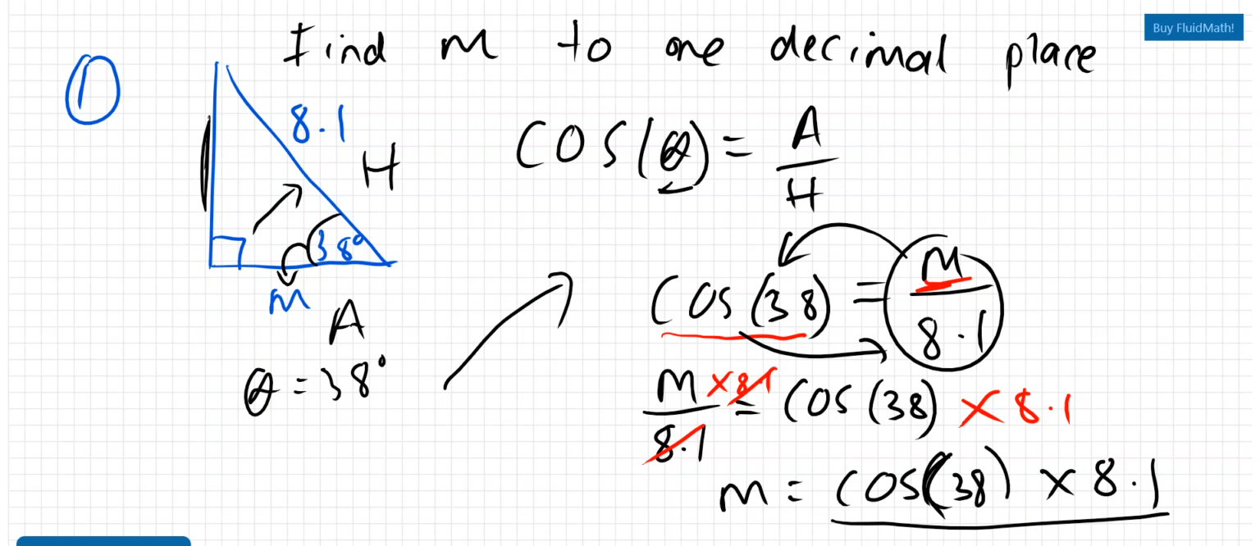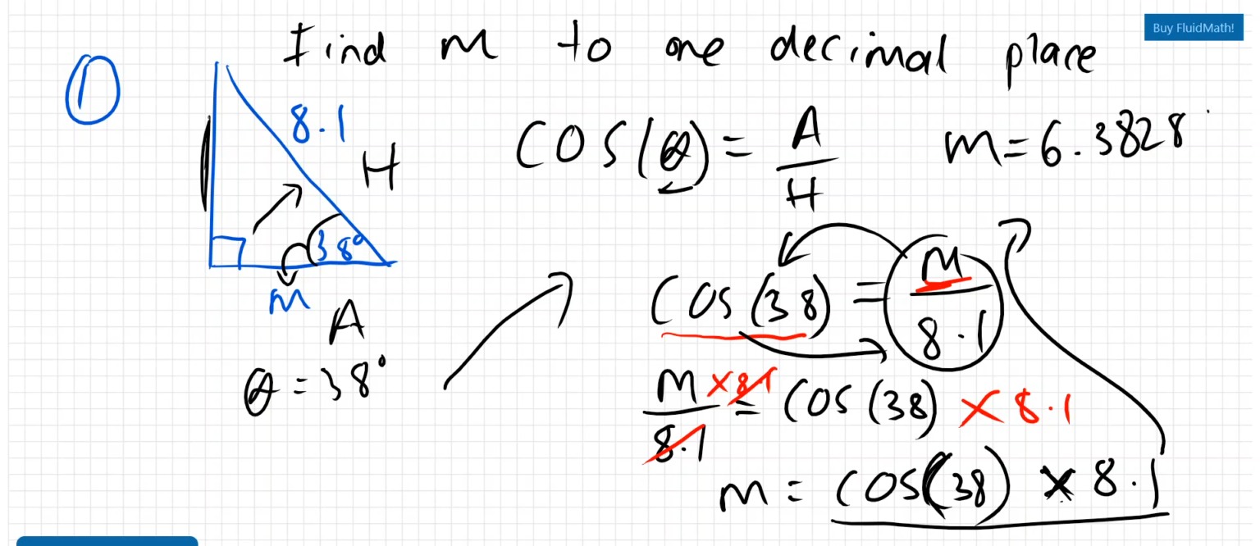If you don't close your brackets, you'll get the wrong answer as well. And then times 8.1. Make sure the times 8.1 is outside the bracket. And then I'll just squeeze the answer up here. You should get on your calculator 6.38289 and so on. I think it keeps going.